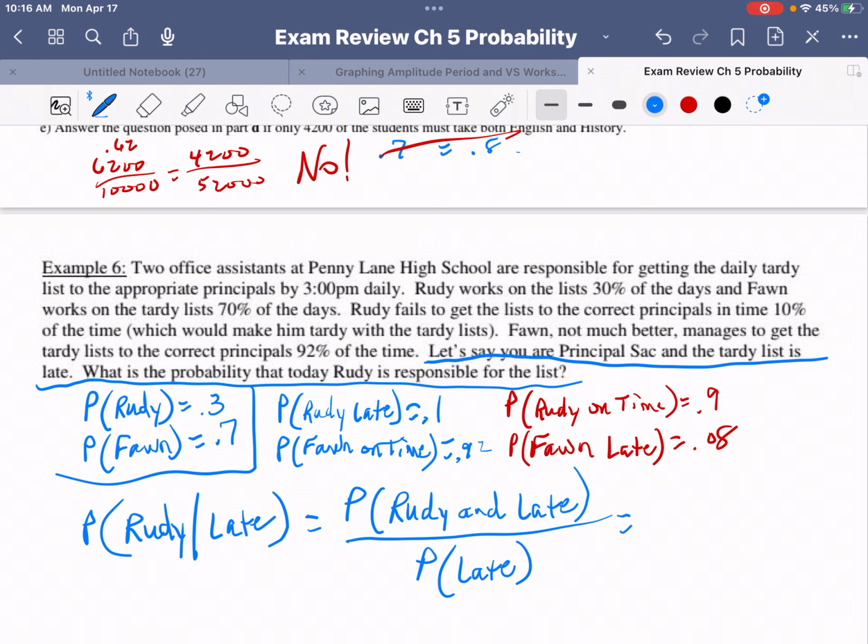Let's see. Rudy late is 0.1, so it's just that Rudy late, which was 10%. The probability of late is Rudy's late plus Fawn's late, 0.18. Now all you've got to do is get a calculator out. Hopefully these extra worked out problems will be helpful to you.